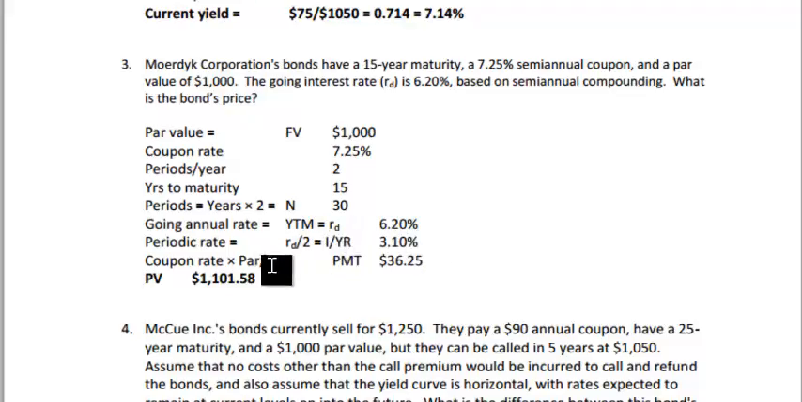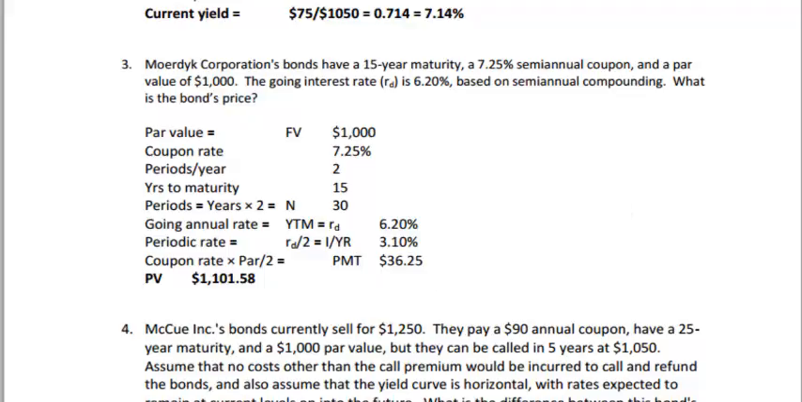Okay, and then we put all this information in, we compute the present value, and here we have $1,101.58. This bond is a premium bond. In this case, the coupon rate is 7.25, and that's greater than the required return of 6.2. The bond pays through its coupon more than the required return of 6.2, so the bond sells at a premium.